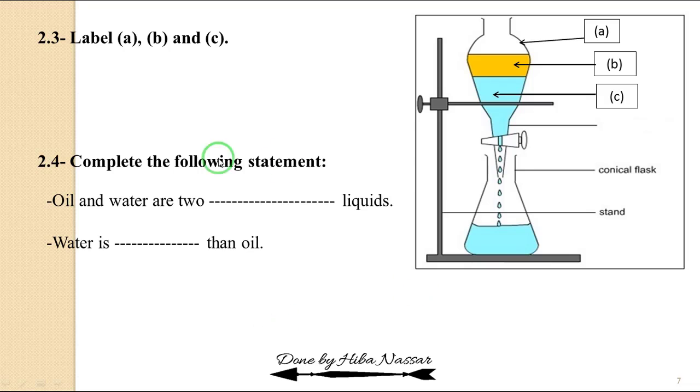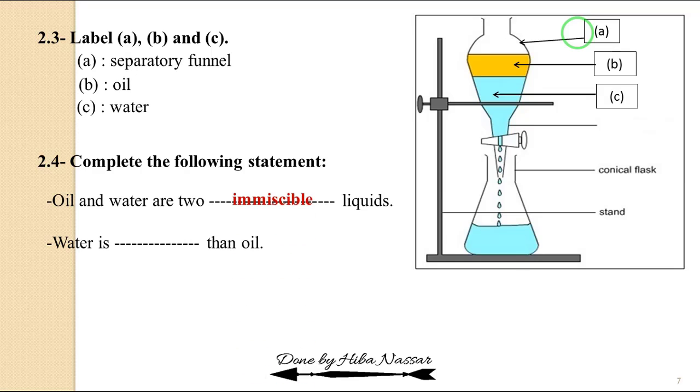Now 2.3, label A, B and C. So here A, it's the separatory funnel, B, it's the oil, C, it's the water. 2.4, complete the following statement. Oil and water are 2 immiscible liquids. Water is denser than oil.